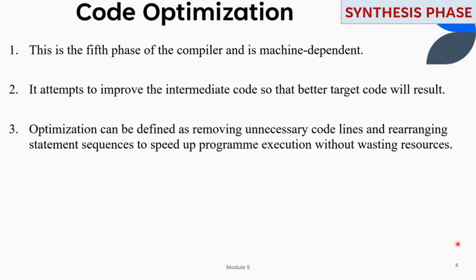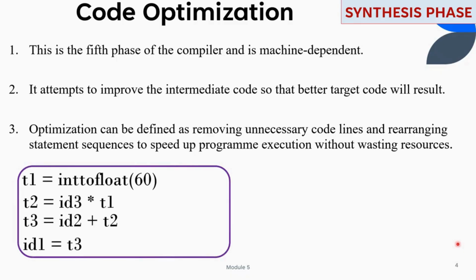Thus, optimization involves removing unnecessary lines of instruction and rearranging the statements in such a way that will speed up the execution of the program and will not waste any resources. How is the intermediate code converted into optimized code, or how do we generate optimized code from the previously created intermediate code? Please pay attention.